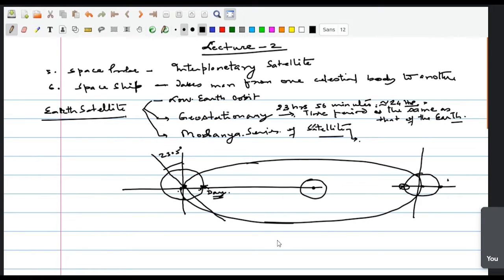You can count the 4 minutes over 6 months around. So 6 months into 30 days. How much does it make? 4 minutes, 6 into 30, and divided by 60. So this comes to around 12 hours. So this is the 12 hours difference. So this is not exactly 24 hours. If it were 24 hours, things would be very different.